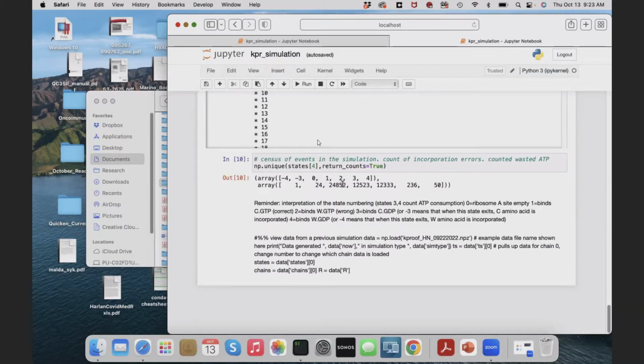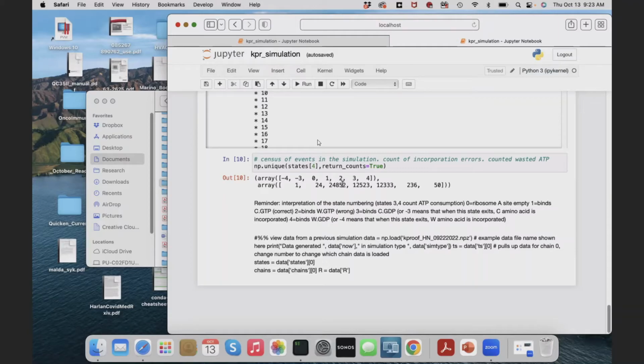The interesting thing is how many times did I visit state 3 and how many times did I visit state 4? Well, 3 is the state where I have a bound enzyme complex with the good guy and I excited it. I'm in the excited state of the bound enzyme complex with the good guy. And state 4 is where the bad guy is bound to the excited complex.